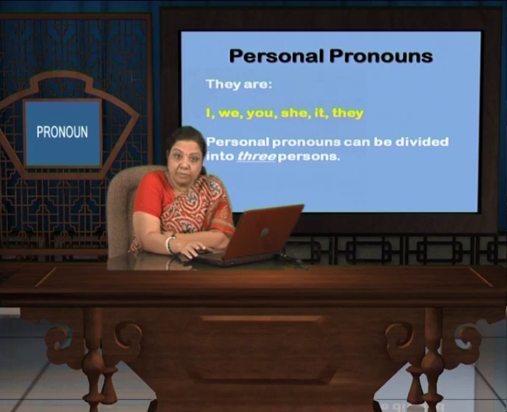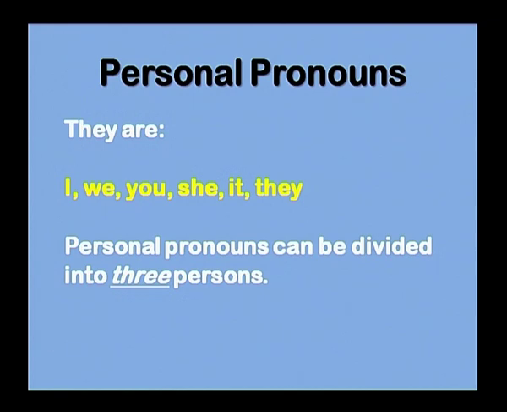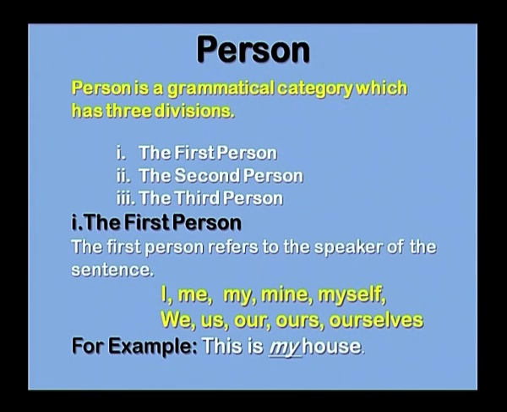Let's take a look at personal pronouns here. They are when we use I, we, you, she, it, they. These personal pronouns can further be divided into three persons: the first person, the second person and the third person. What is first person? The first person refers to the speaker of the sentence. I am the speaker right now. So we say I, me, my, mine, myself, or if it's plural, more than one person, we say we, us, ours, ourselves. For example, this is my house.